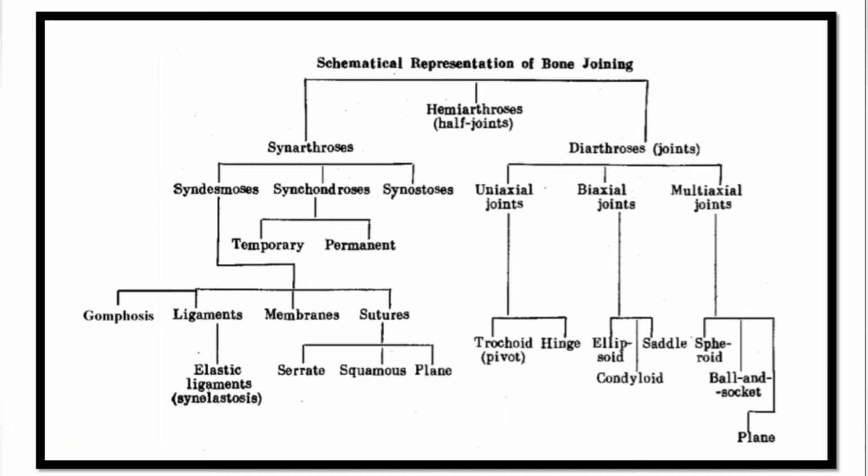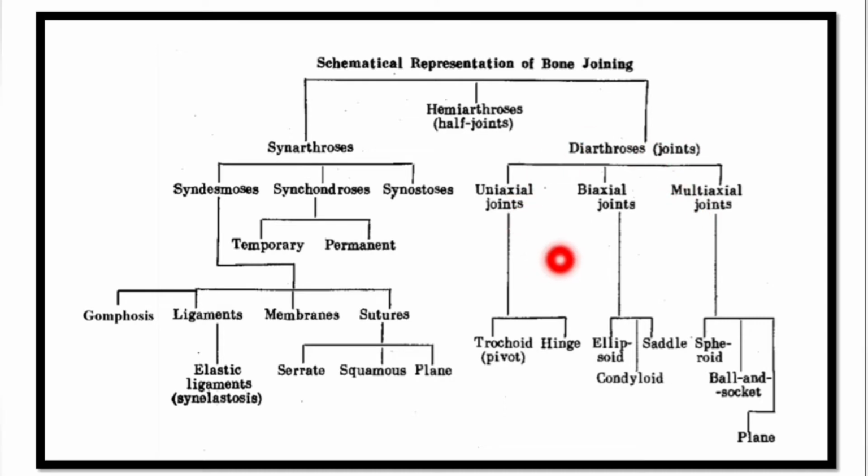In the previous videos, we talked about synarthrosis, where we covered syndesmosis, synchondrosis, and synostosis. We talked about permanent and temporary synchondrosis, ligaments, and membranes, so you can click the link on the top right corner and watch that video first. We also talked about hemiarthrosis, and we had an introduction to the synovial joints. In this video, we're going to be focusing on this part.